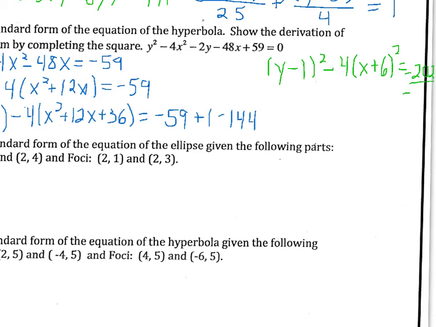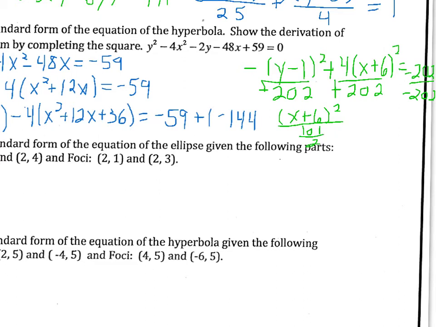So now we want to divide by the negative 202. And dividing by a negative will switch the signs. So the x will actually become a positive, and the y will be negative. So when we write the most simplified version, we will have x plus 6 squared over 101 over 2 minus y minus 1 squared over 202, and that will equal 1.